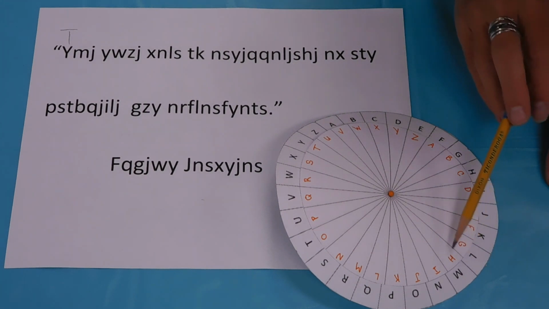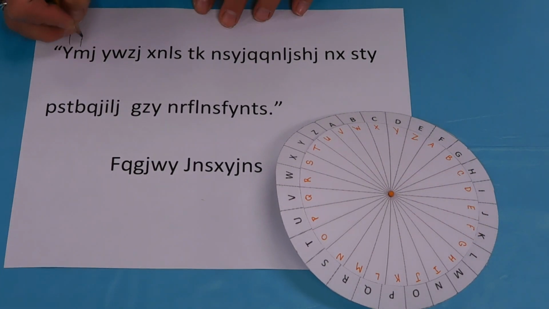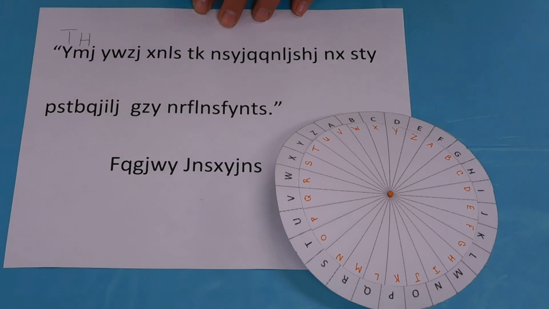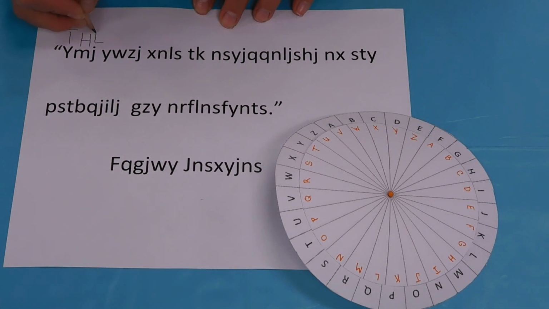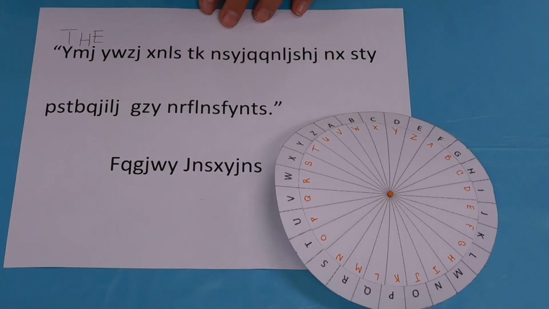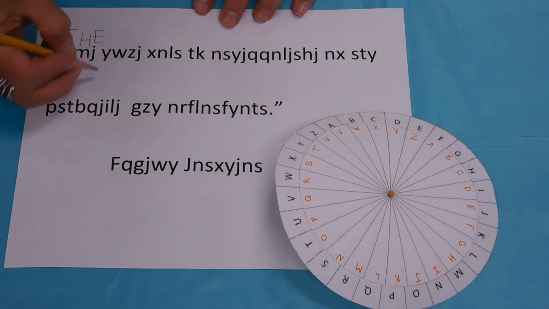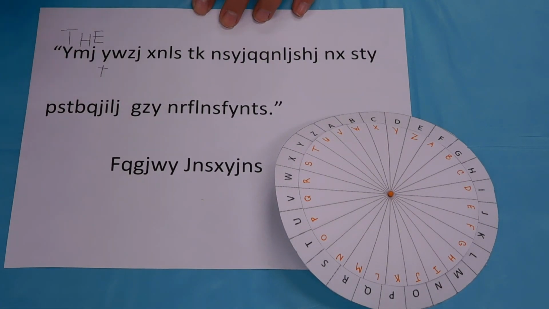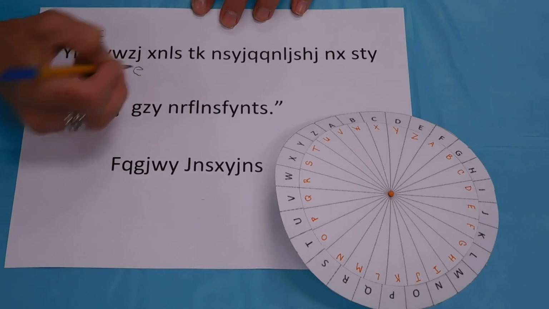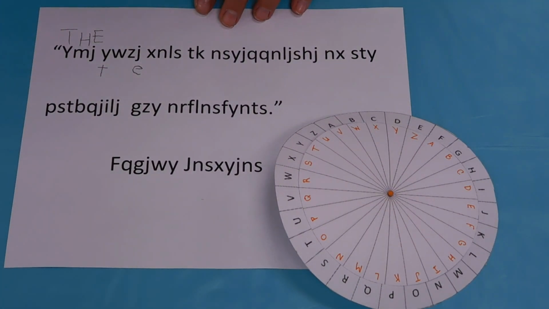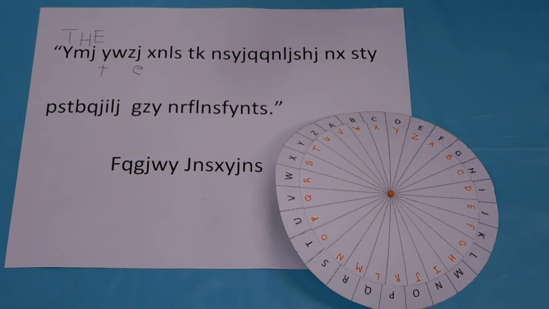M is H. J is E. And as you continue on, if you see another Y, then you know that's also a T. Another J, you know that's an E, so you can figure those things in as you go along. I'm going to pause for a minute, write that out better, and then we'll come back.